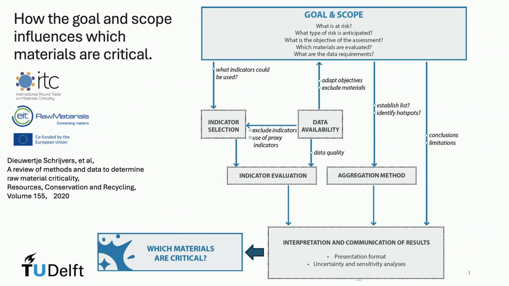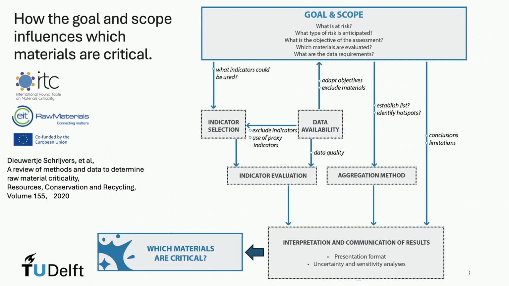Questions in the goal and scope include: what is at risk? What type of risk? What is the CRM assessment trying to achieve? What materials are in scope in the assessment? What are the data requirements? Answers to these questions lead on to the important aspects of data availability and indicator selection.